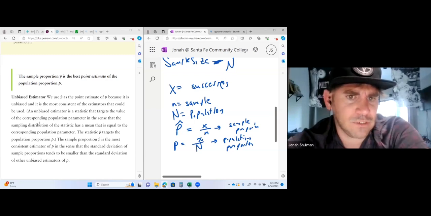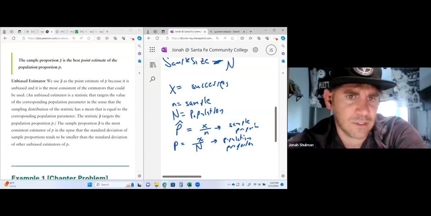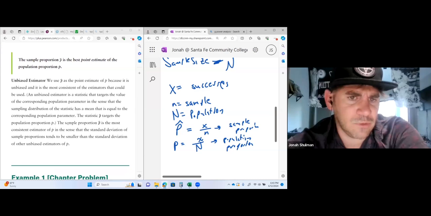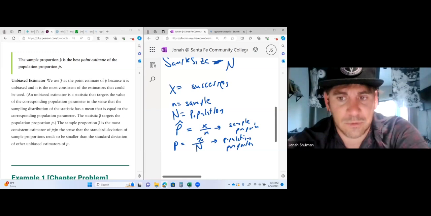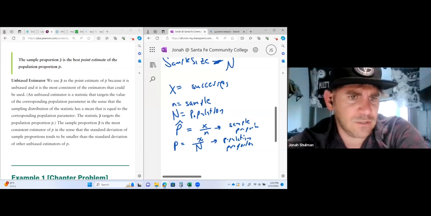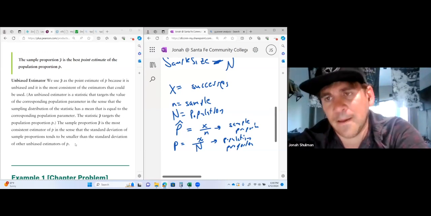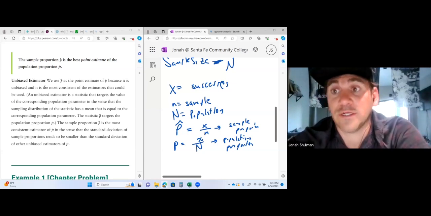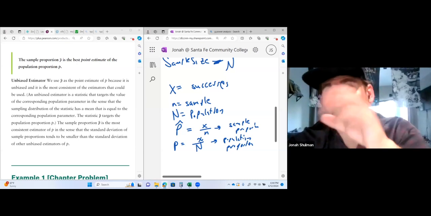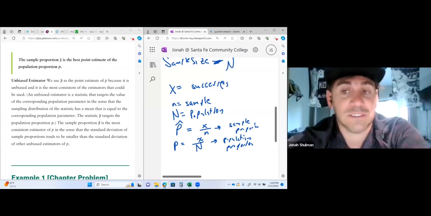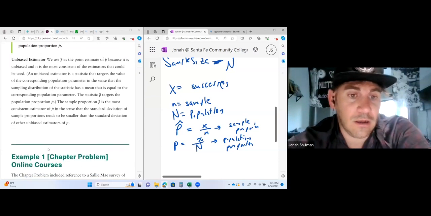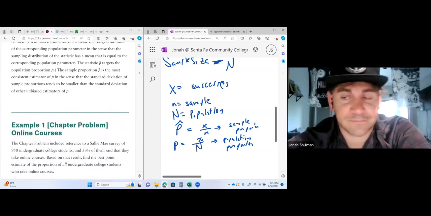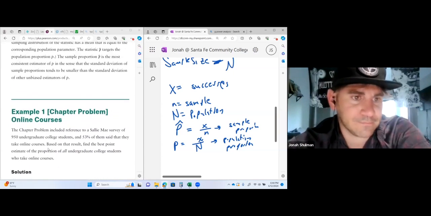The value of the corresponding population parameter, in the sense that the distribution has a mean that is equal to the population parameter. The statistic targets the population proportion. The sample proportion is the most consistent estimator of the population proportion in the sense that the standard deviation of the sample tends to be smaller. Okay, so we want to just use the sample to try to lose the bias because we won't have as much variation. By using the sample, the small group instead of the big group, we will have less bias, which means it will be closer. Unbiased estimator of p.